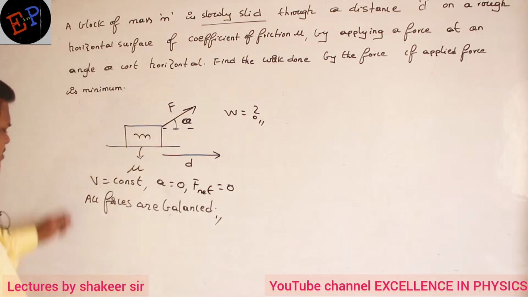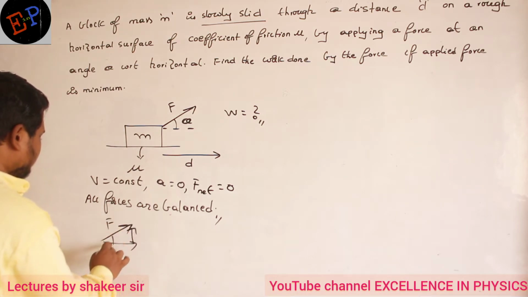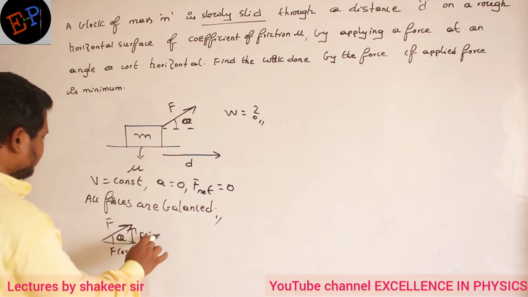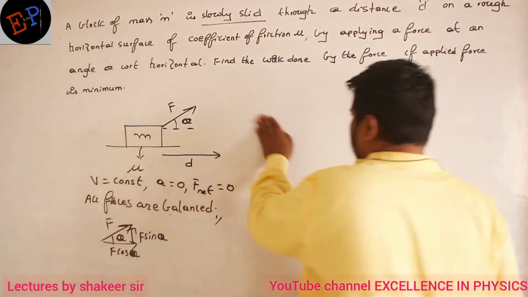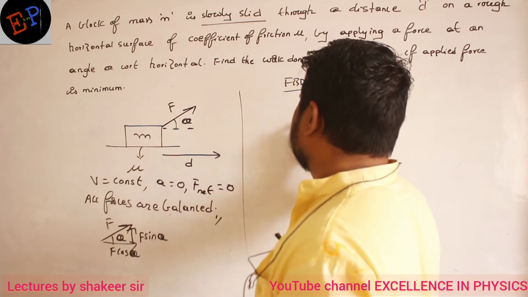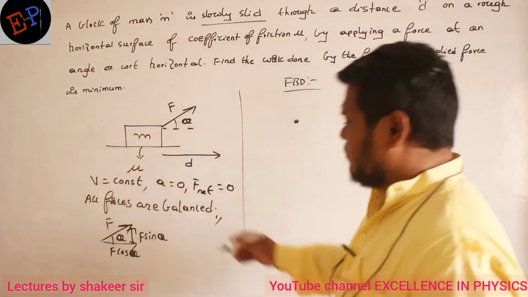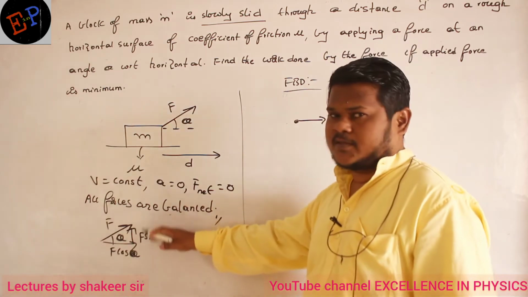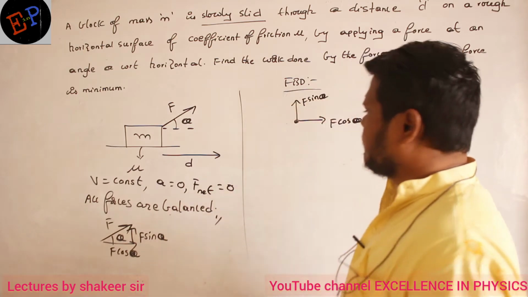So first split this into two components. This is the applied force F. We are splitting it into two components. This is angle alpha, this is F cos alpha, and this is F sin alpha. Are you able to understand now? Then first of all draw the free body diagram. On this mass, how many forces are acting? First write F cos alpha in this direction. F sin alpha is in the upwards direction.